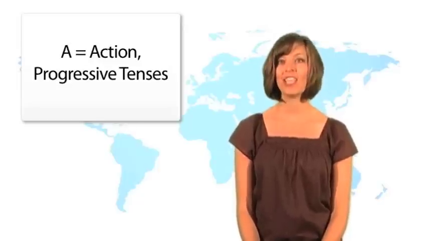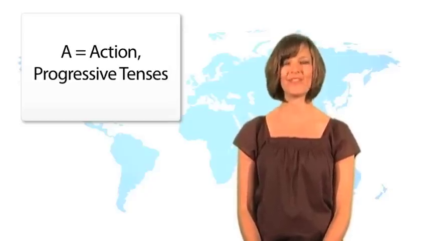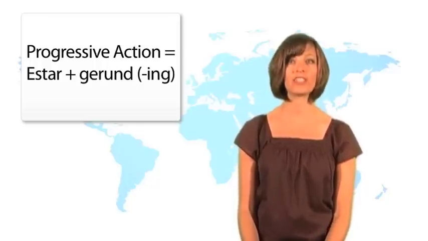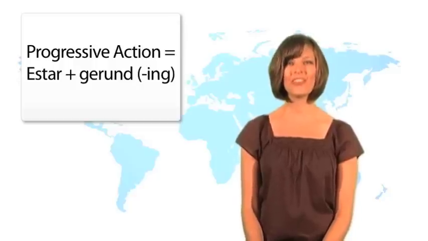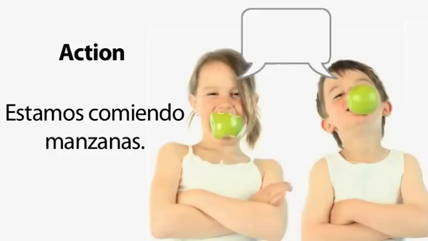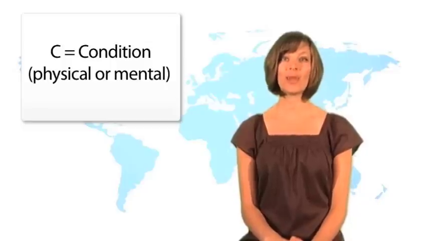Tercero, action. Any ongoing action, which is called the progressive tense. You'll learn about the present progressive in the next lesson, and it involves the verb estar and a gerund, which in English is an ing verb. In Spanish, you'll learn those endings in the next lesson. So, por ejemplo, estamos comiendo manzanas. We are eating apples. Están leyendo periódicos. They are reading newspapers.